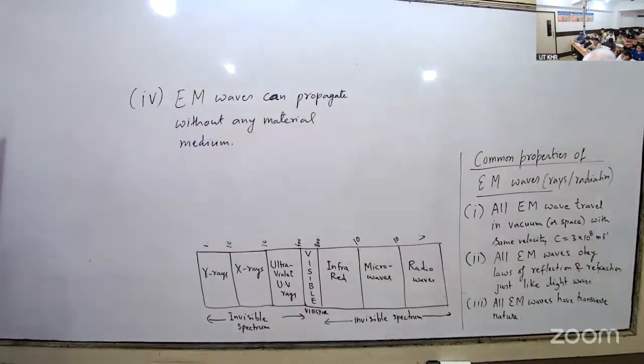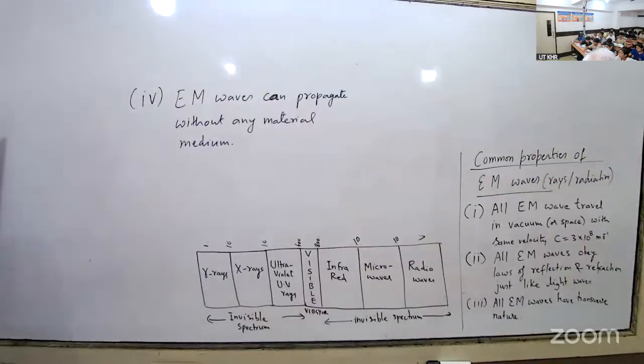Can it propagate through a material medium? It is not a mandatory requirement, like for sound waves or waves in a string. Sound waves cannot travel in vacuum. They require air, so sound waves can travel in solid, liquid and gas. But for light, such a condition is not there. Light can travel through space. That's how sunlight reaches us.